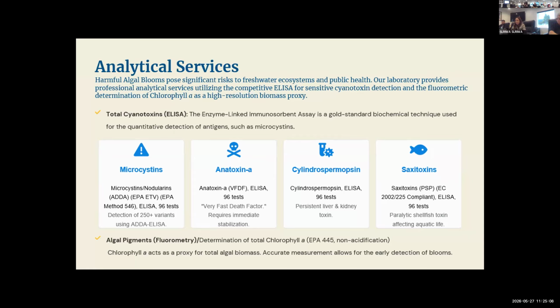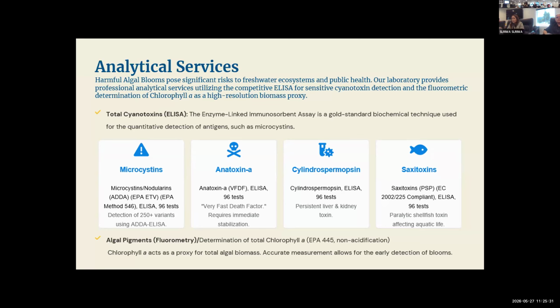First of all, we appreciate the opportunity to present the analytical services we offer, and not only for the 5 tribes that form the IWA, but now also for the general public. Our analytical services are dedicated to the precise detection of cyanotoxins and algal pigments, both of which represent significant threats to public health and freshwater bodies.